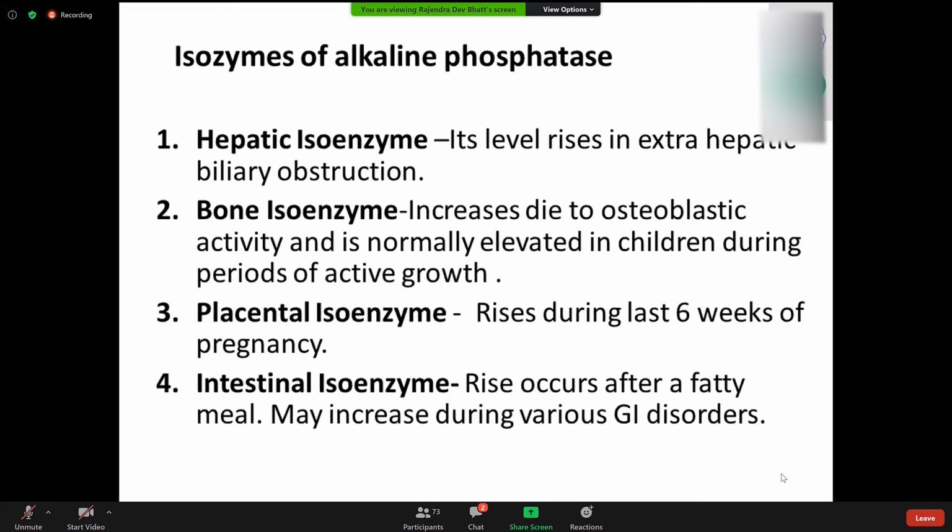Yes, these are some reasons where we can find total alkaline phosphatase may be high due to particular or very specific isoenzymes. Maybe it relates to hepatic or bone or placenta or intestinal isoenzymes. Whatever is increased, the total will be increased definitely.